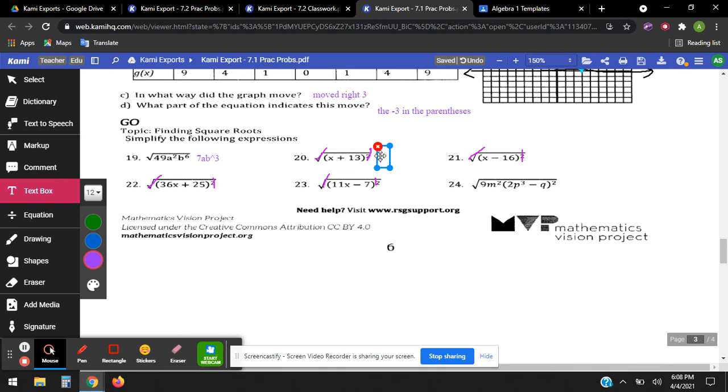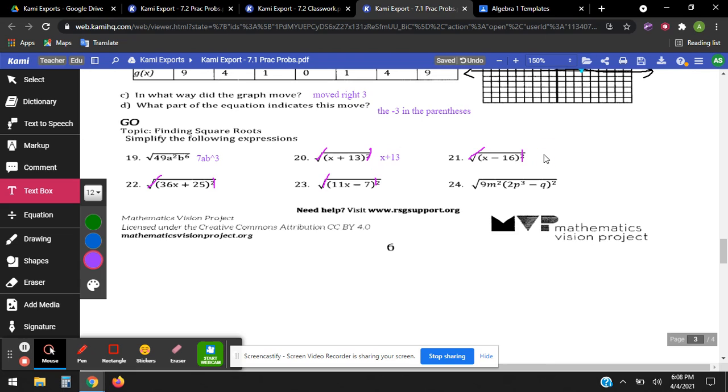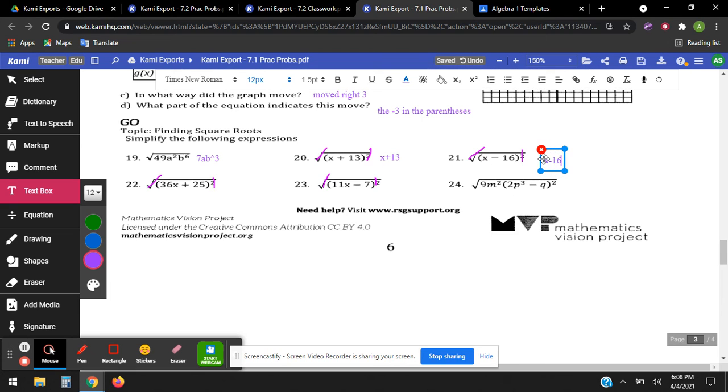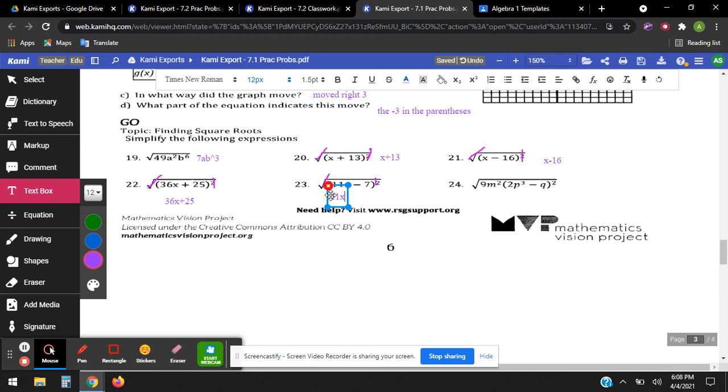But because those cancel out, I'm left with x plus 13. Because they canceled out here as well, I'm left with x minus 16. Here, they canceled out. All that's left is 36x plus 25. Same thing here. Everything canceled out except for the parentheses. So that's 11x minus 7.